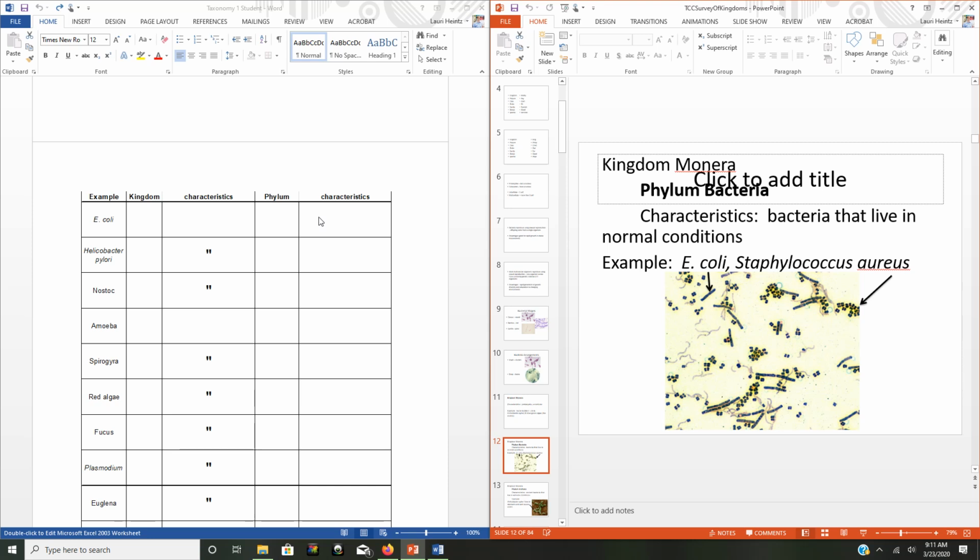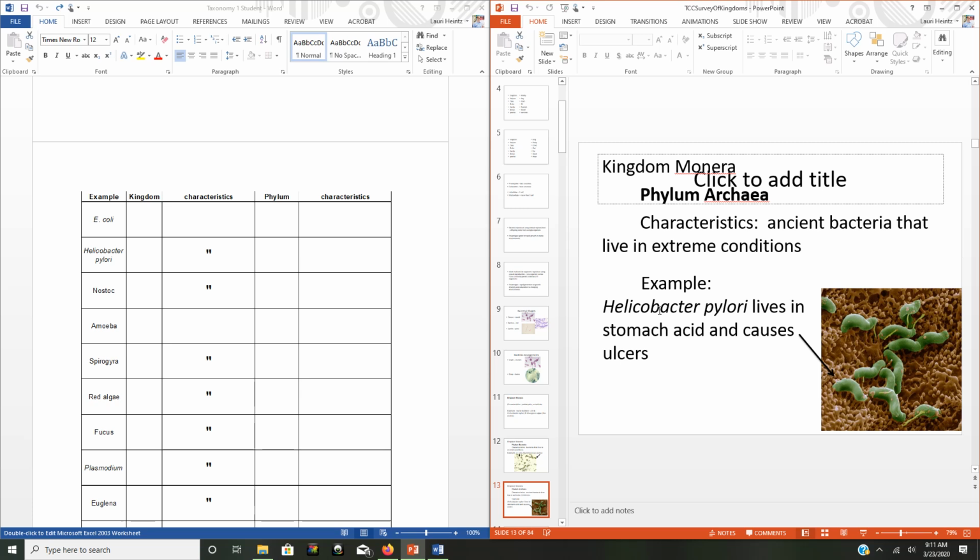They live essentially everywhere. So E. coli tends to live in your gut. Staph aureus likes to live in your nose, but it can frequently get into wounds and cause problems there. So now you should have that phylum and that characteristics filled in. Next, we're going to move down to Helicobacter. We've already filled in those first two.